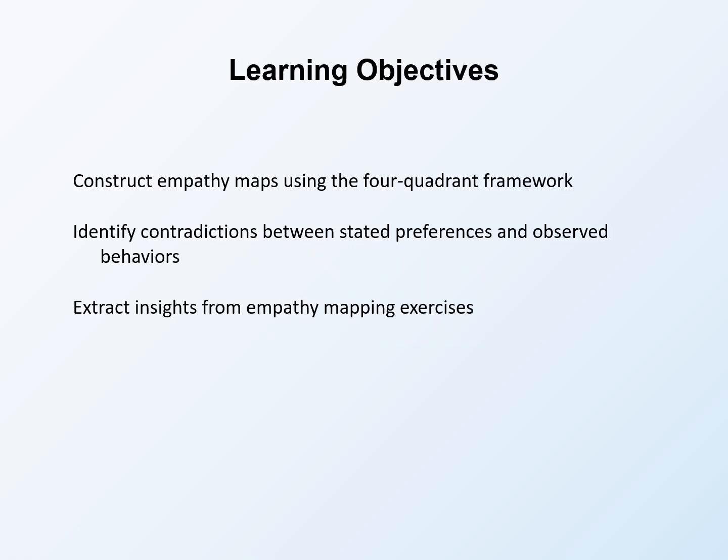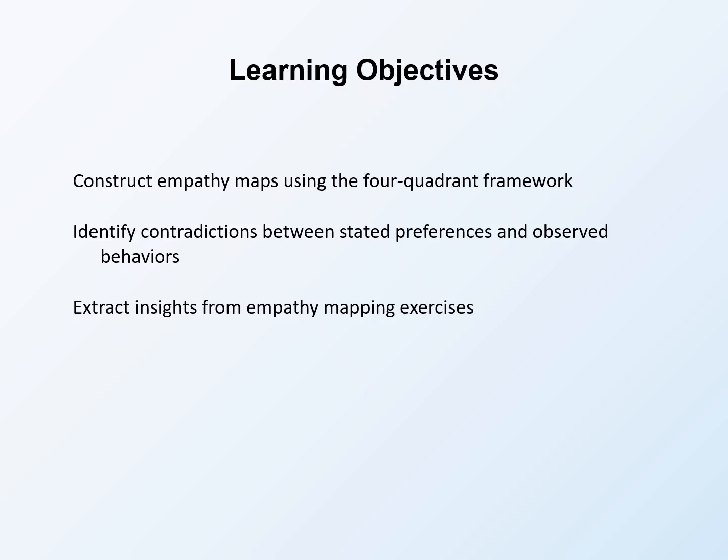By the end of this lesson, you'll accomplish 3 objectives. First, construct empathy maps using the four-quadrant framework. You'll know what goes in each section and how to populate it with real data. Second, identify contradictions between stated preferences and observed behaviors. These contradictions are where the real insights live. When people say one thing but do another, that gap tells us something important.